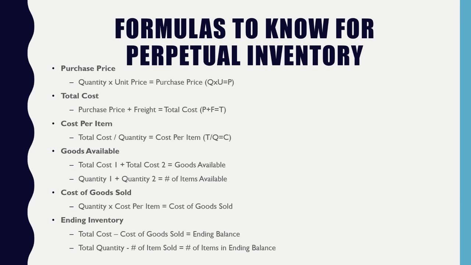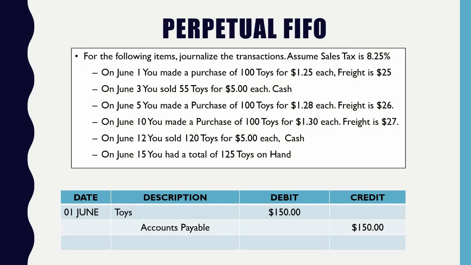And when we look into our inventory worksheet, you'll understand why these formulas are the way they are. For ending inventory, we're going to look at your total cost minus the cost of goods sold, which should give you your ending inventory. So with that being said, let's take a look at our first problem. Our first thing on June 1st was a purchase of 100 toys for $1.25 each, with freight costing me $25.